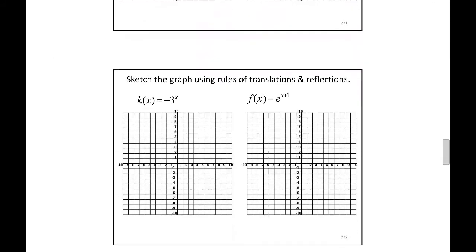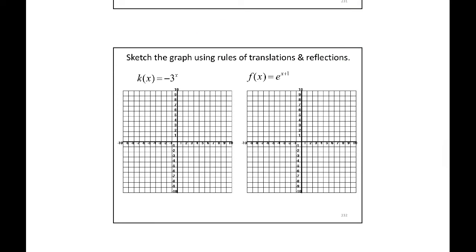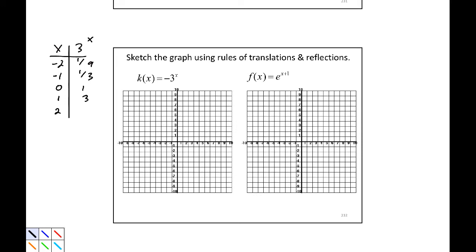All right. Our next function, maybe we should notice that we have a negative out front. This affects the y values, so this should be a reflection across the x-axis. If I begin with my points for 3 to the x: at -2, 3 to the -2 would be 1/9. 3 to the -1 would be 1/3, so I have the point (-1, 1/3). 3 to the 0 is 1, so (0, 1). The point (1, 3). And x equals 2 would give a y value of 9.